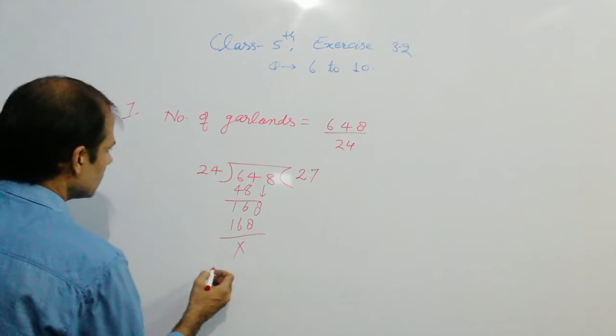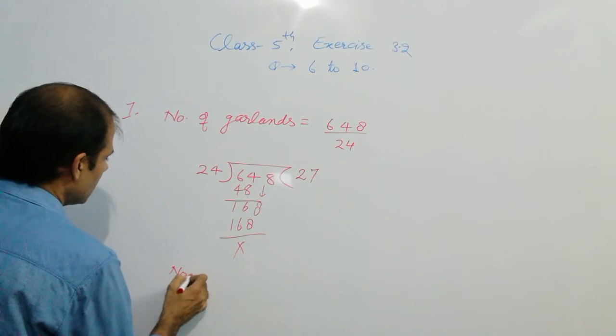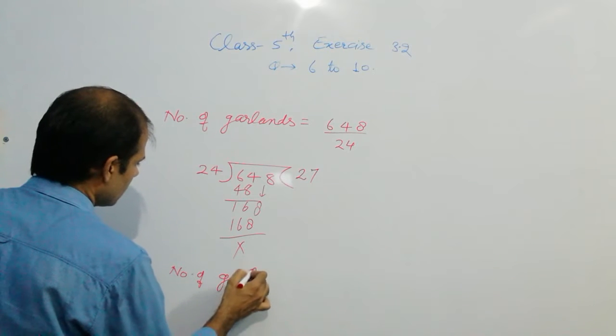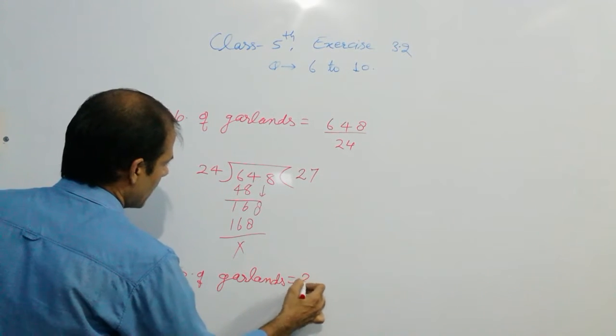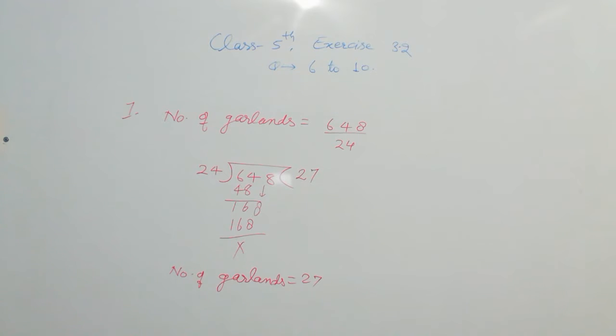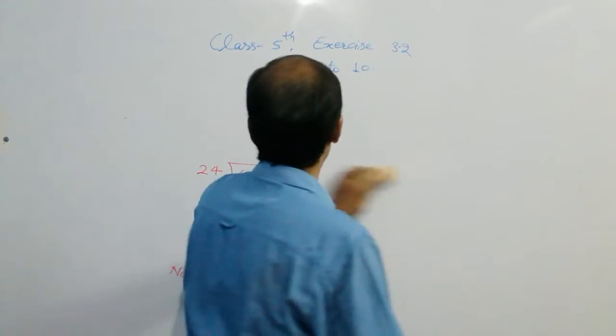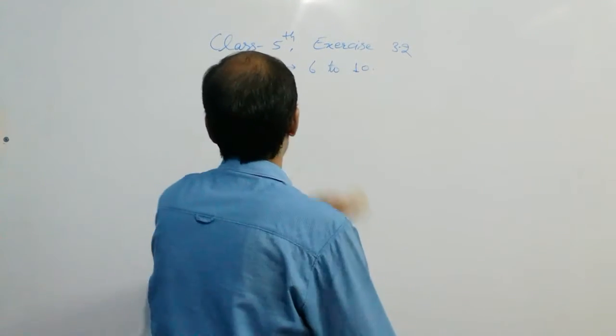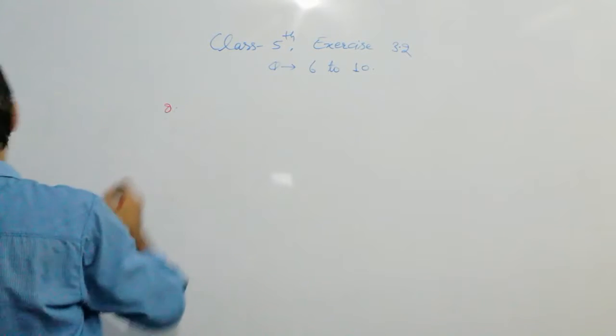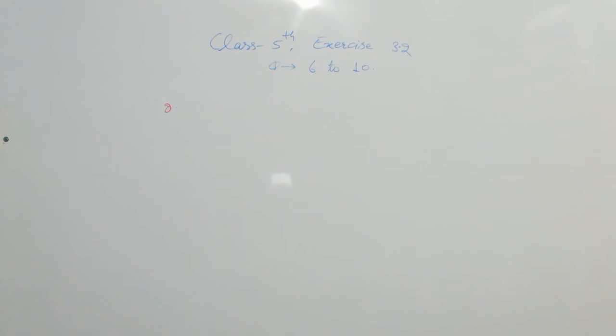You can write number of garlands is 27. This is the answer of the 7th question of exercise 3.2. The 7th question, the answer is 27. Students, note it down. Next is question number 8.